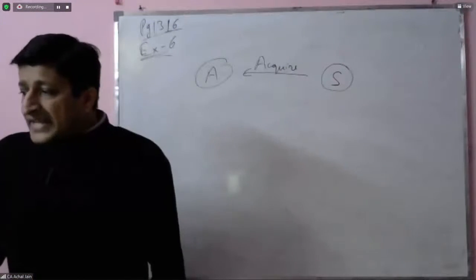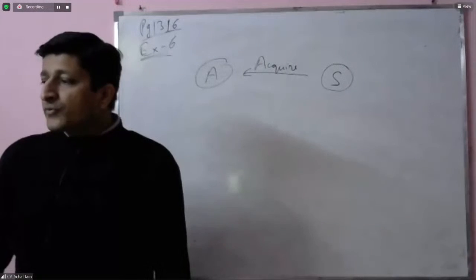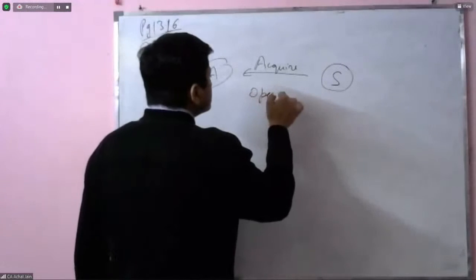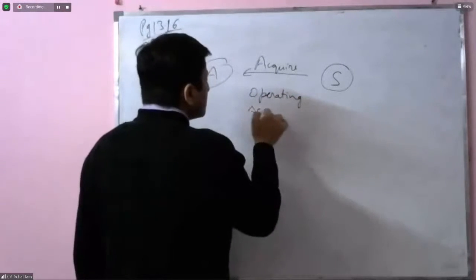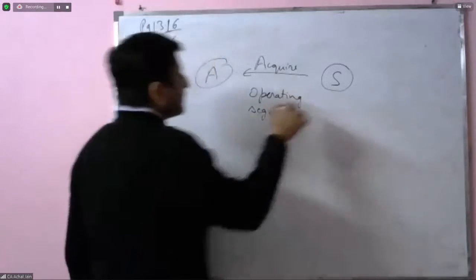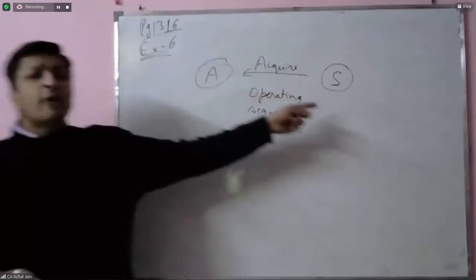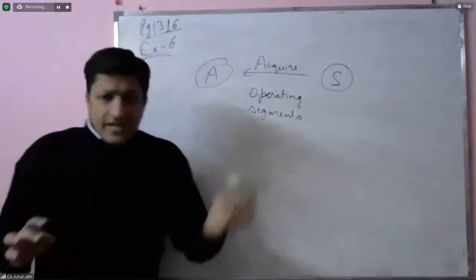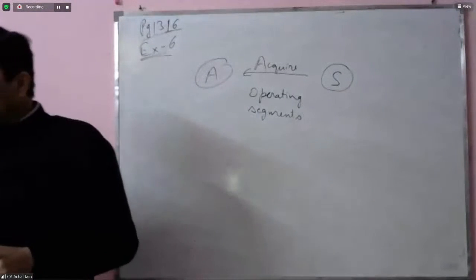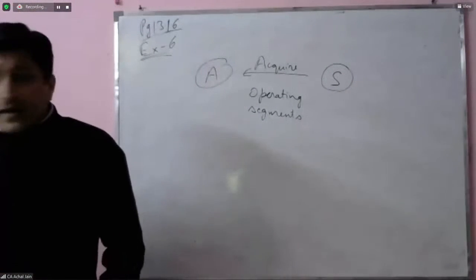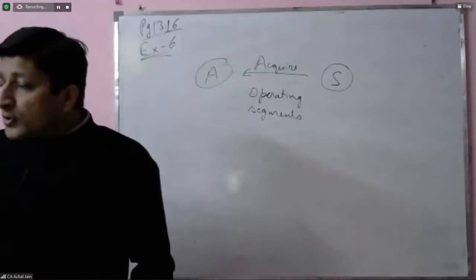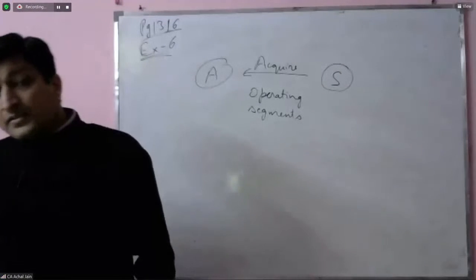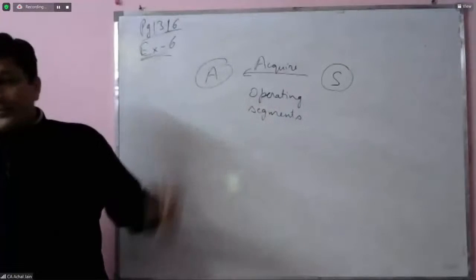Trade, assets, liabilities, and workforce of operating segments of S. Operating segments is the plan. So A will not acquire S wholly. A will acquire operating segments of S. A does not acquire payroll and accounting cost center or any head office functions. A was the competitor of S.